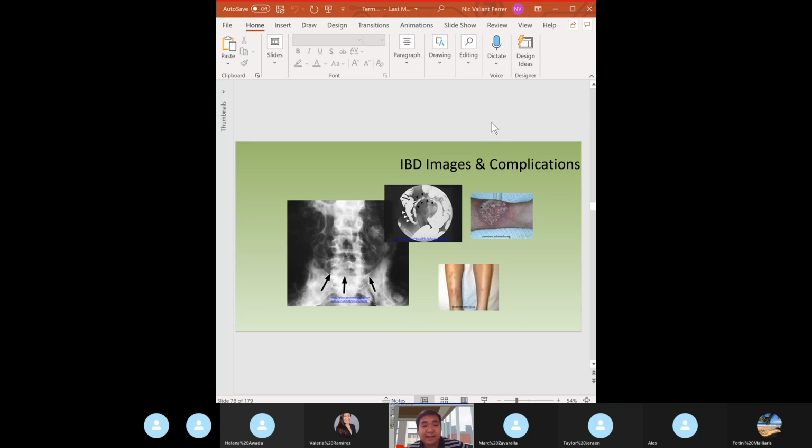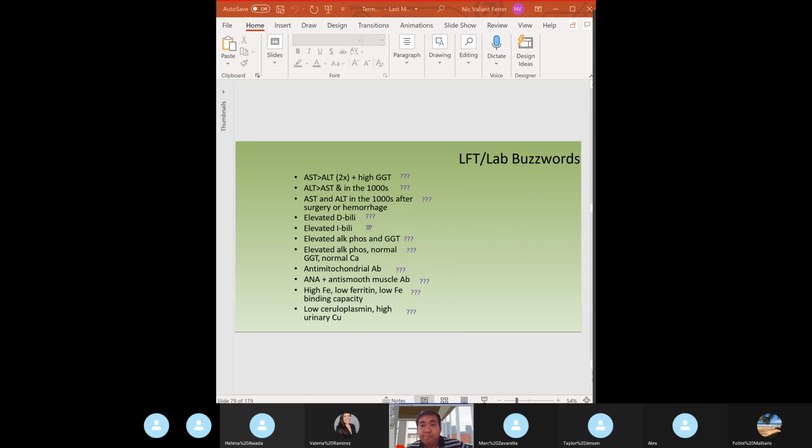Now, LFTs and lab buzzwords, okay? If your AST is greater than ALT and you have a high GGT, what do you think you have? AST is much higher than ALT and you have a high GGT. Alcoholic hepatitis, exactly. How about the reverse, right? You have ALT greater than your AST.